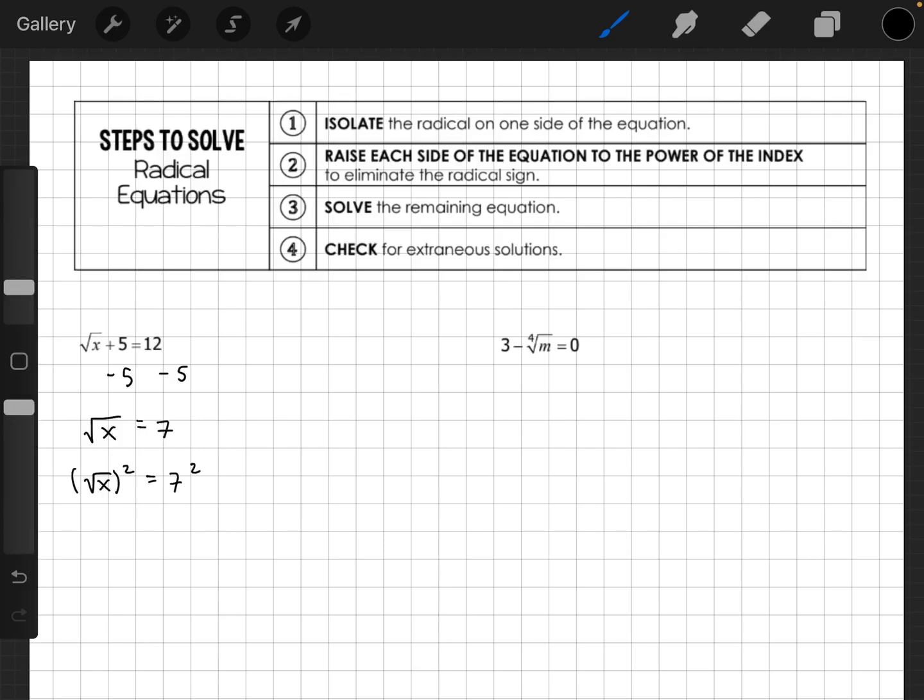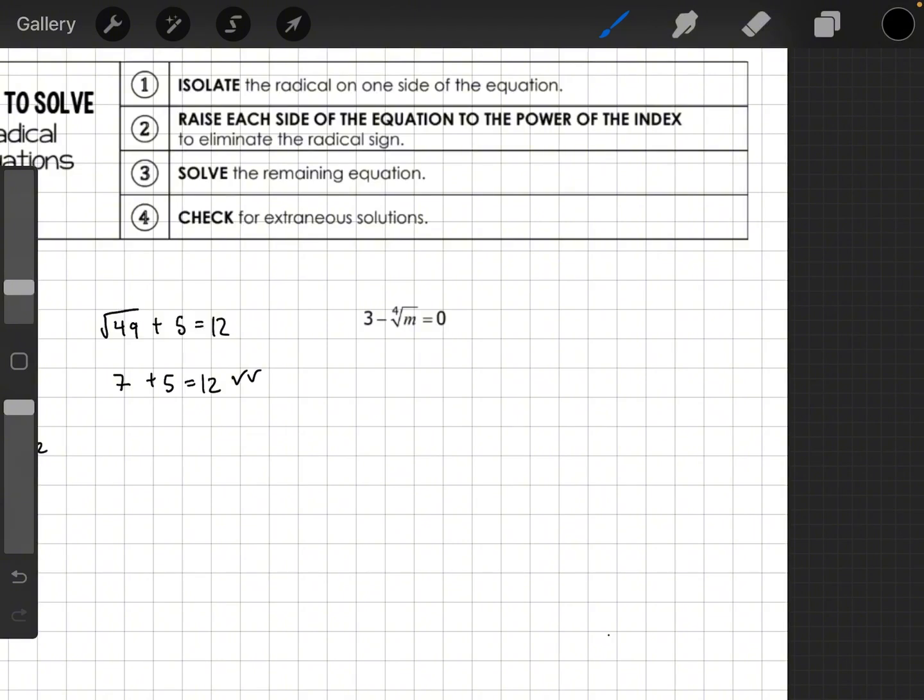Now we'll solve the remaining equation. x is equal to 7 squared, which is 49. Finally, we'll check for extraneous solutions by replacing x with 49. So the original equation, square root of x, which is 49, plus 5 equals 12. Square root of 49 is 7, plus 5 equals 12. 7 plus 5 does equal 12, so we're good.